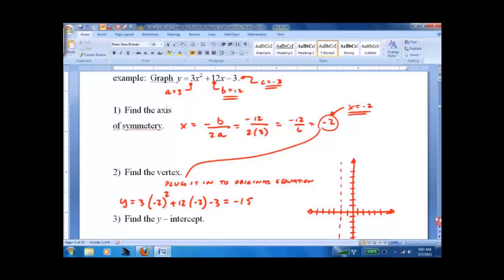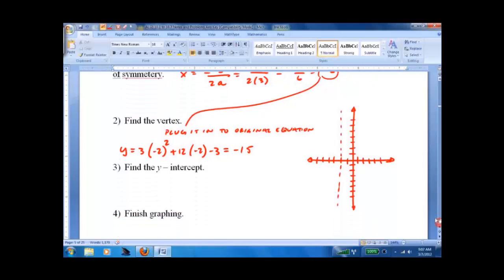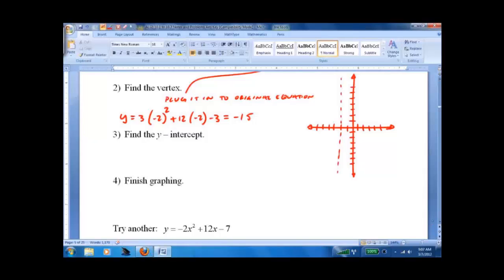Now it's a little tricky to put negative 15 on our graph here. It's about twice as far down. Let's call it right about there. We can extend our line down if we want. And we should label this point. This is negative 2, negative 15.